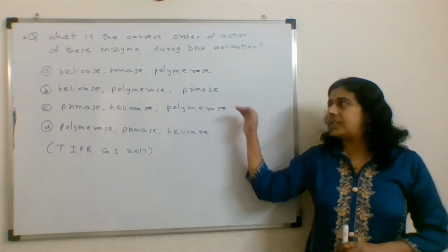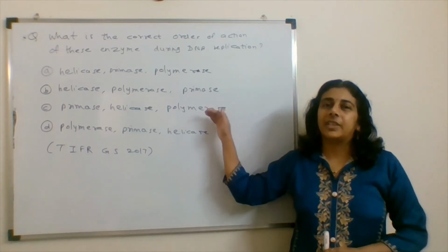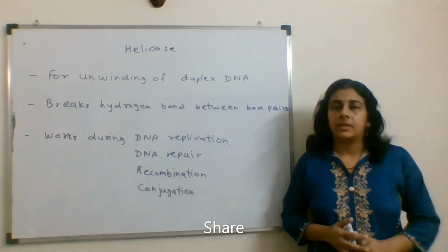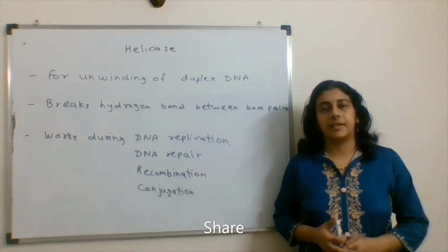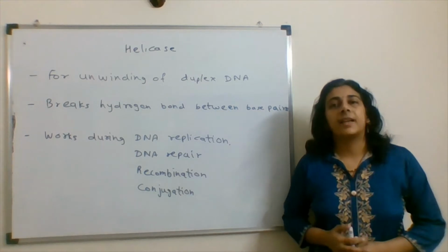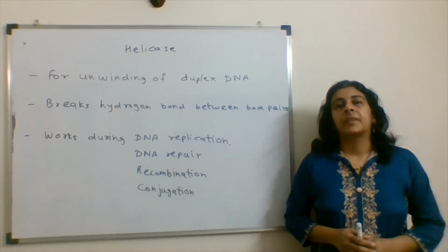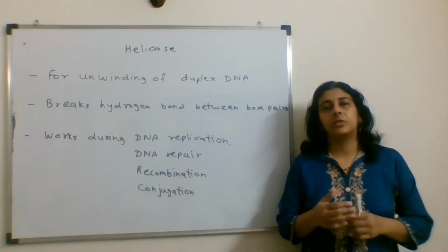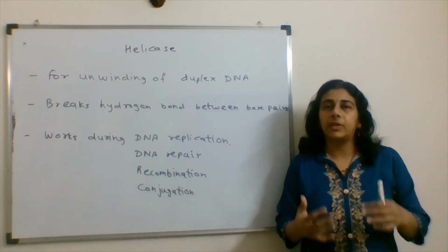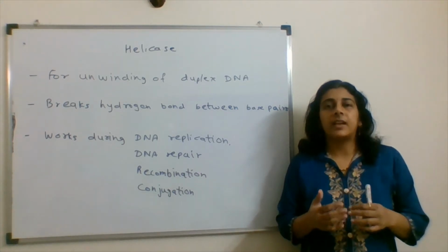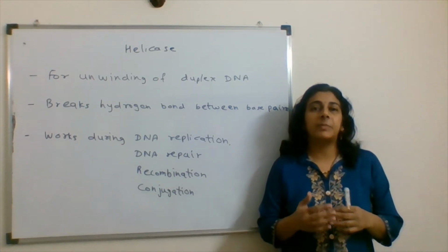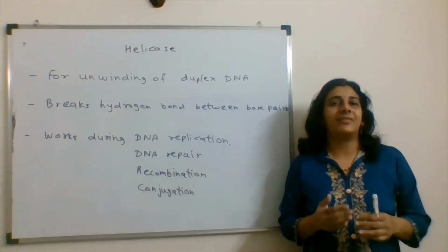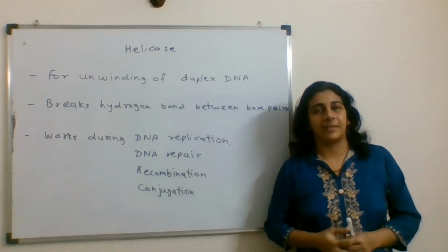Let's have a look at each and every enzyme so that we can find the correct order. So let's understand what these three enzymes are: helicase, primase and DNA polymerase. You know that DNA is a double-stranded structure. The two strands are wound around each other. So for the starting of replication, there must be an unwinding of DNA strands. So for this unwinding, helicase is there.